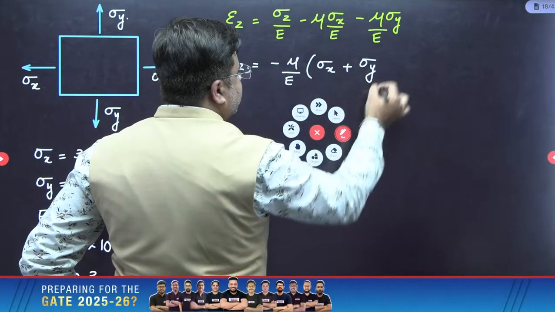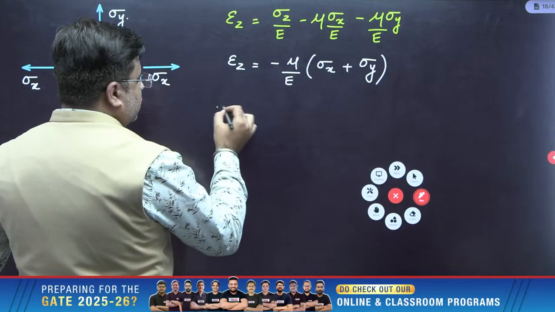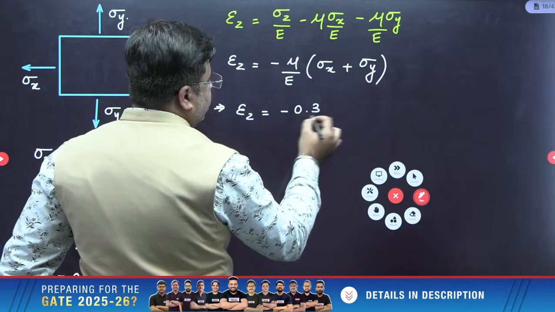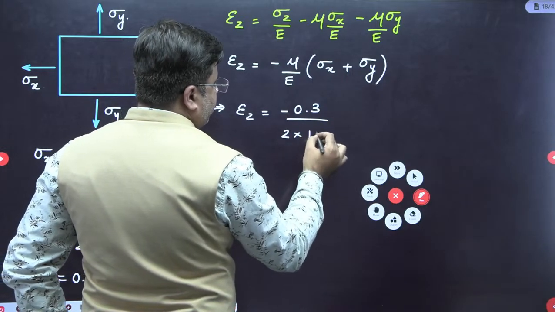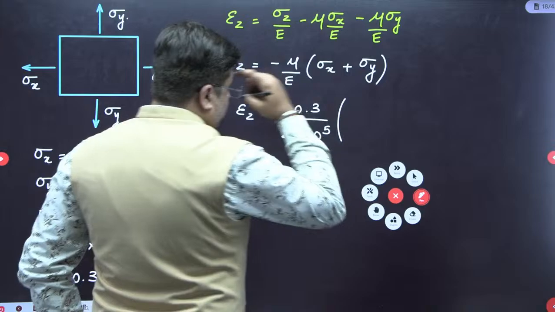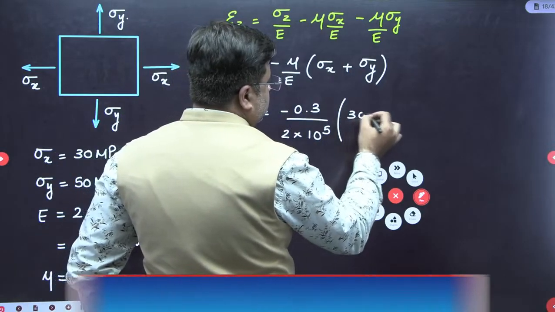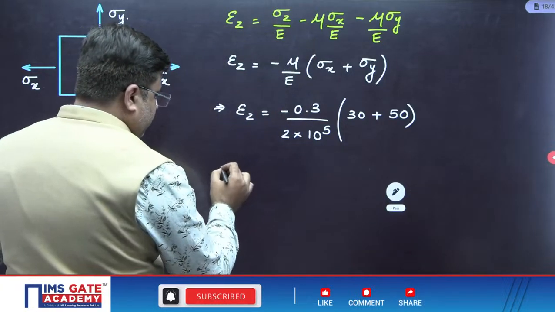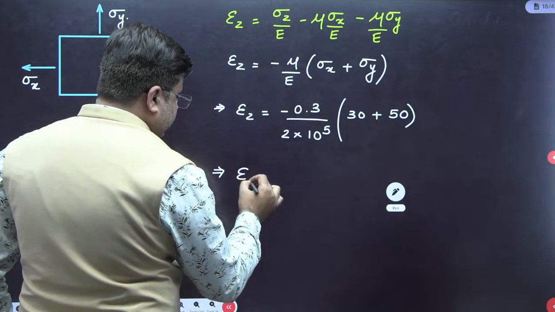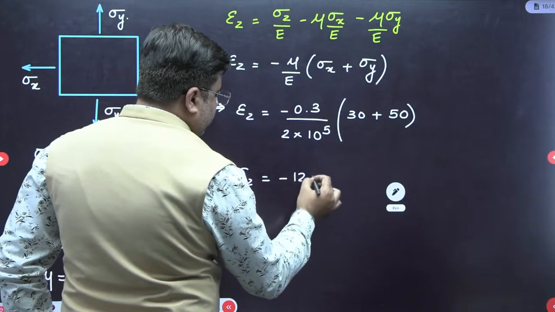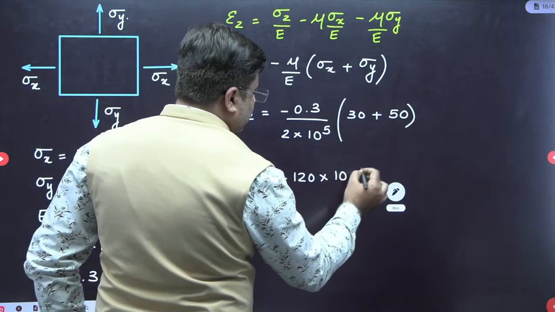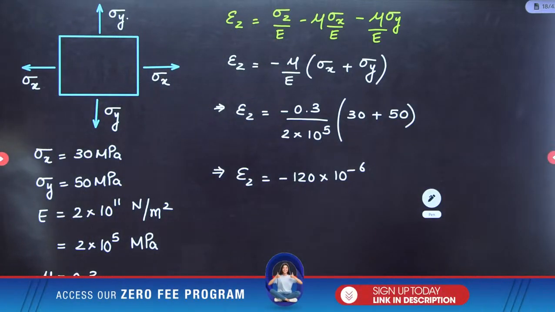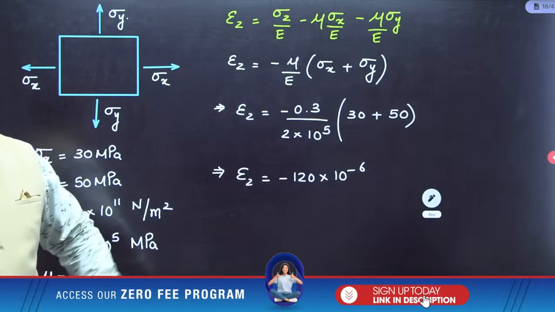Substitute the value, get the answer. 1 minute question it was. So epsilon z is equal to minus 0.3 divided by 2 into 10 raised to power 5 megapascal into 30 plus 50. 30 plus 50, so this will be 80. So I think epsilon z comes out as minus 120 into 10 raised to power minus 6. All of you just confirm this. Is it coming out as minus 120 into 10 raised to power minus 6? Kindly confirm this answer.